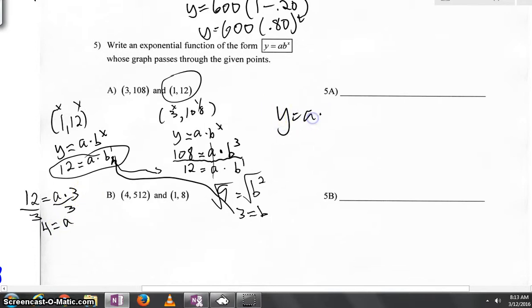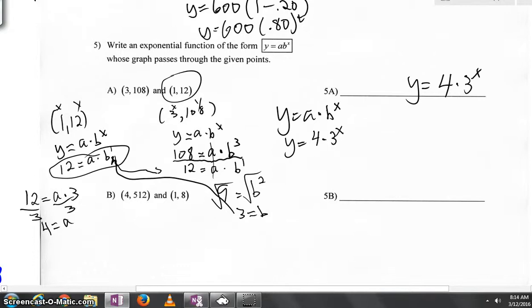Please remember, though, and a number of kids did just write that, A is 4 and B is equal to 3. What you really need to do is write this equation out. This becomes 4 times 3 to the x. You need the y in there also. If you don't put the y in there, you're not writing it out as a function.